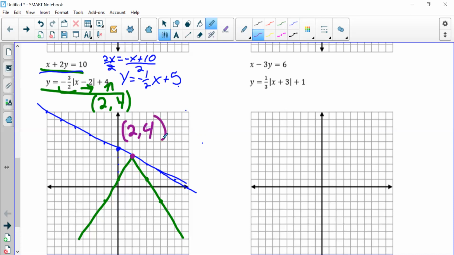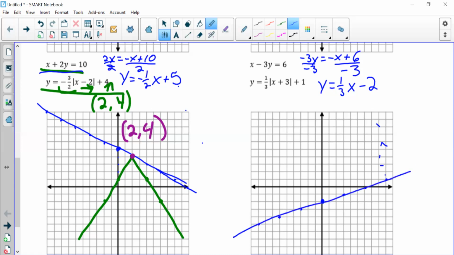All right, let's graph our next one. Once again, we're going to convert this to slope-intercept form. So -3y equals -x plus 6. Divide both sides by -3. So y equals +1/3 x minus 2. Graph it, start at my y-intercept, which is -2. My slope is 1/3, so up 1, right 3, up 1, right 3, up 1, right 3, down 1, left 3, down 1, left 3, down 1, left 3.